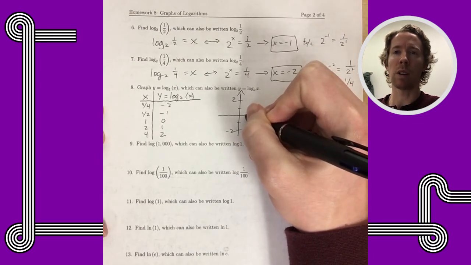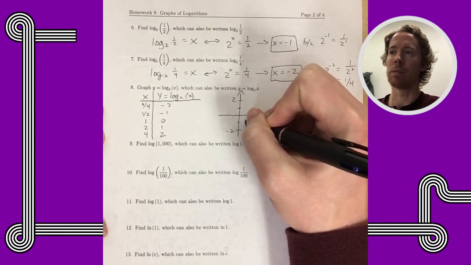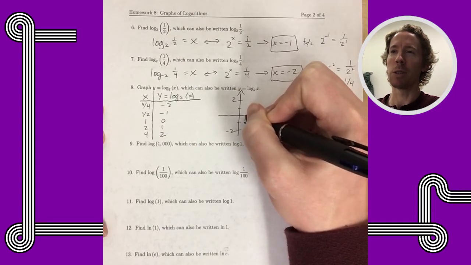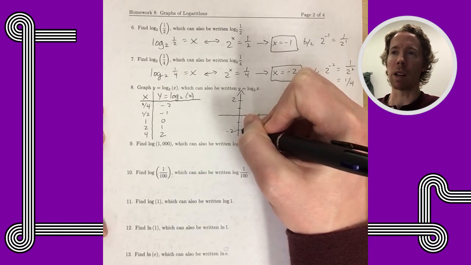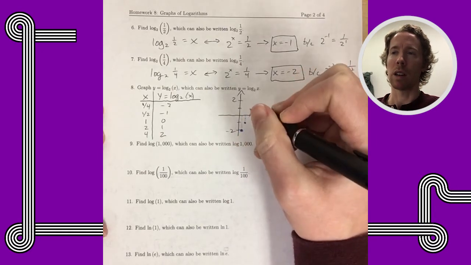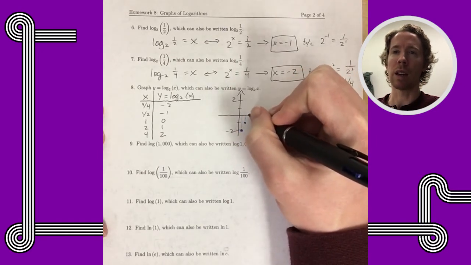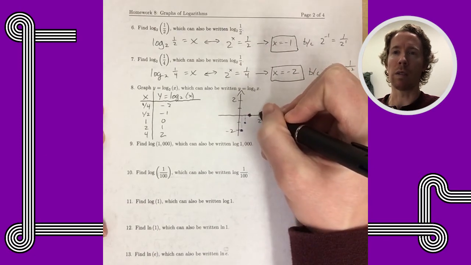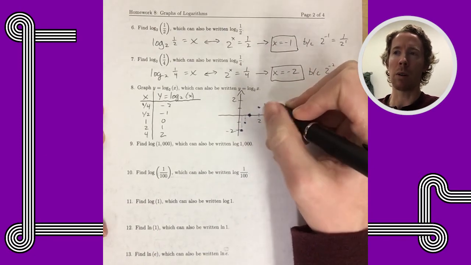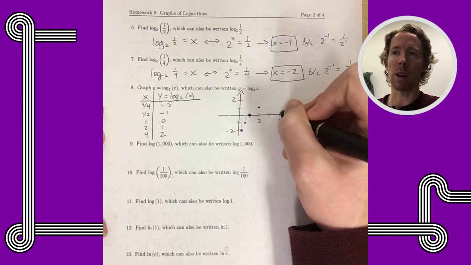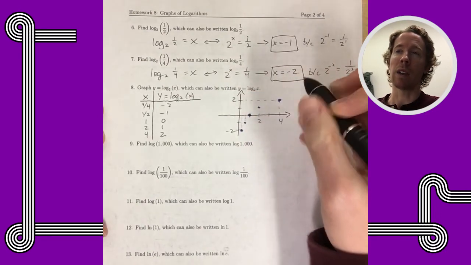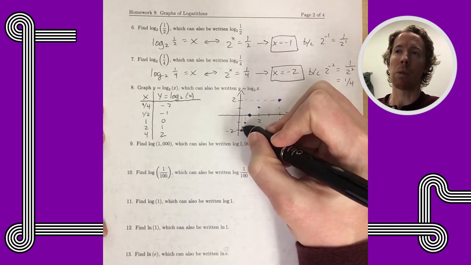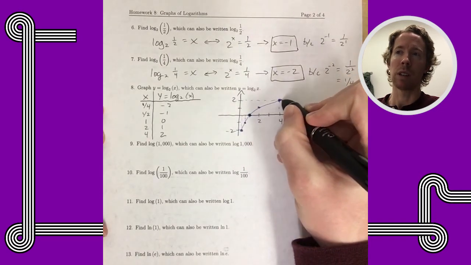2 to a positive number gives you something, 2 to a power larger than 1 gives you a positive number. 2 raised to a negative value gives you 1 divided by 2 to that power. So 2 raised to any power is always positive. So because of that, I know that there will be no points for negative x values here.